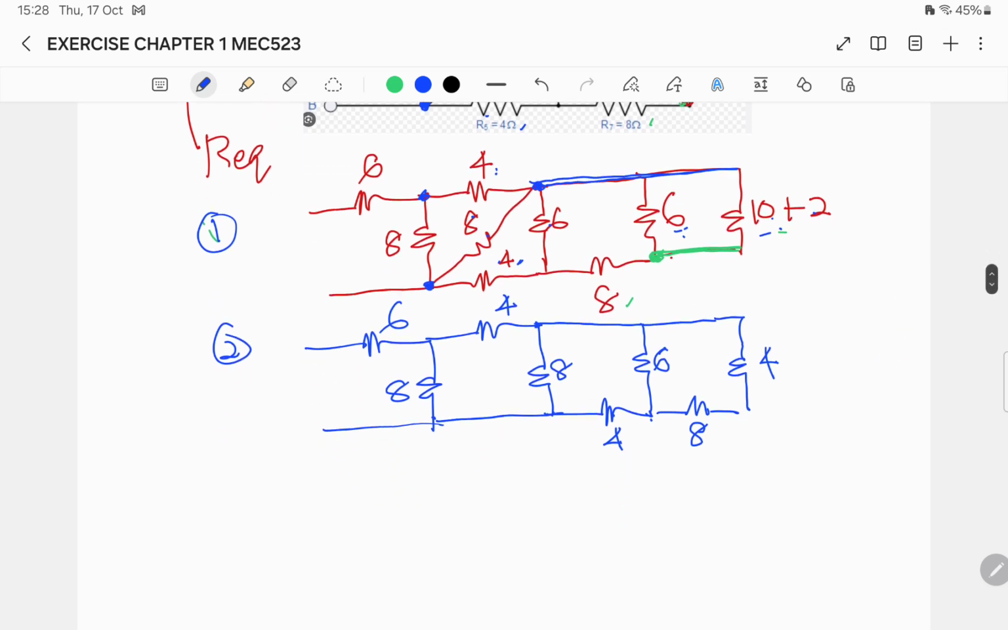Betul? So kita check. Kaki 4 berjumpa dengan 6. Berjumpa juga dengan ni, parallel kat belakang ni. Okay, kaki 8 berjumpa dengan 4. Sini. Macam salah ni. Kan? Yang ni kan? Kaki 8 berjumpa dengan 6 sini.